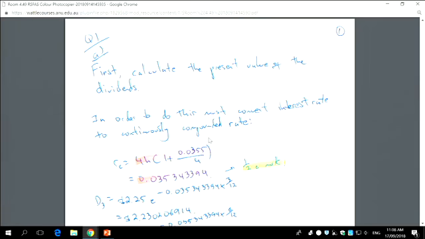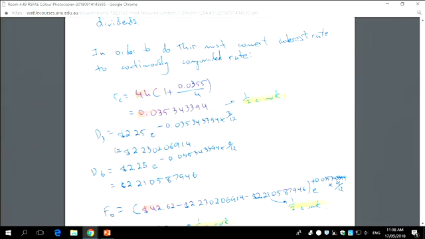And then you have to find the present value of the 2 dividends. So the first one's paid at month 3. So you have to bring that $2.25 back to time 0. So you just multiply it by e to the power of your negative interest rate times 3 on 12, because you're bringing it back 3 months. And dividend 6, you have to bring that back 6 months. So you just multiply it by e to the power of negative your interest rate times 6 on 12.